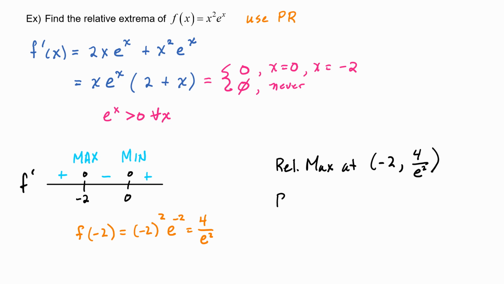And then we have a relative min at 0. Pretty easy to see f of 0 is going to equal 0.